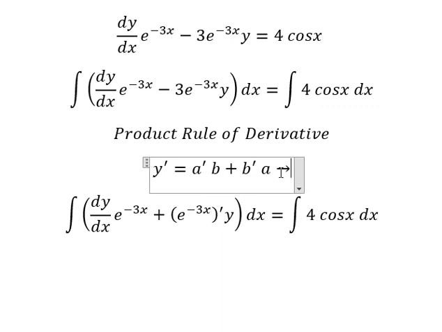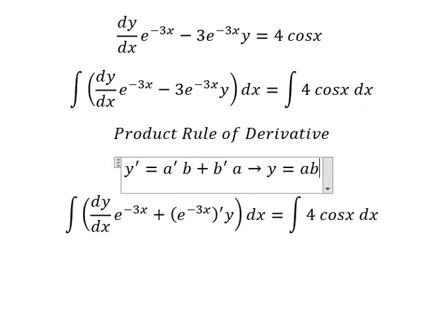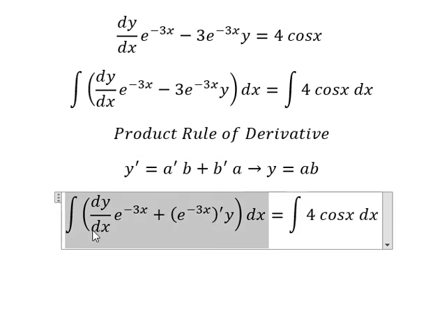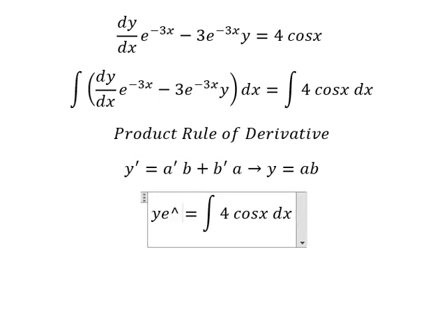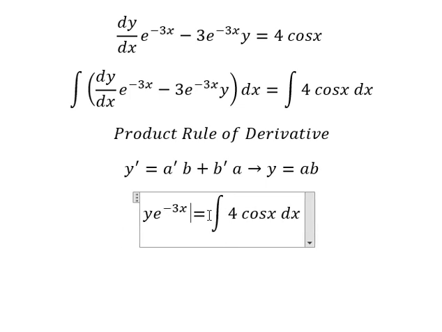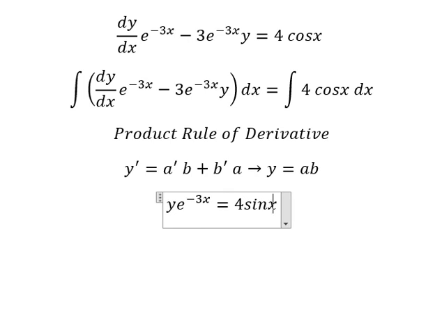So the integration of this one, we have y equals ab. So the integration of that one, we have y e to the power of negative 3x. This one we have for the side x, and I will put c.